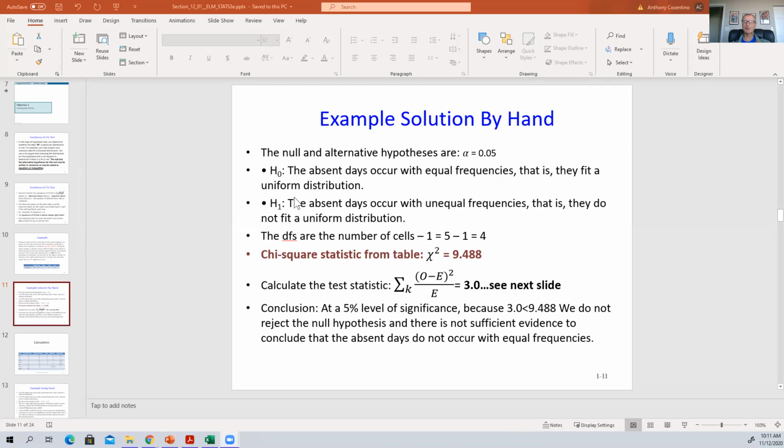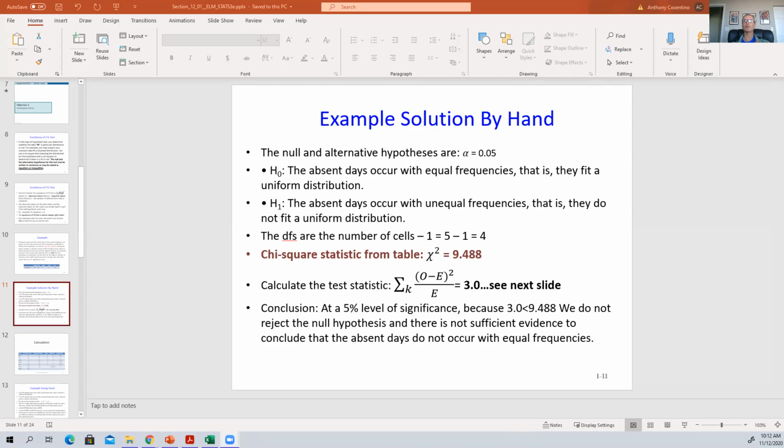So I think I skipped the beginning, sorry about that, but let's go up to the top again, where we have the null and alternative hypothesis, again with our alpha of 5%. And so we talked about the table part of it and got the chi-squared number. But what about our hypothesis? Well, here the absent days occur with equal frequency, and it will fit a uniform distribution. That'll be our null hypothesis. And then unequal will be our alternative hypothesis.